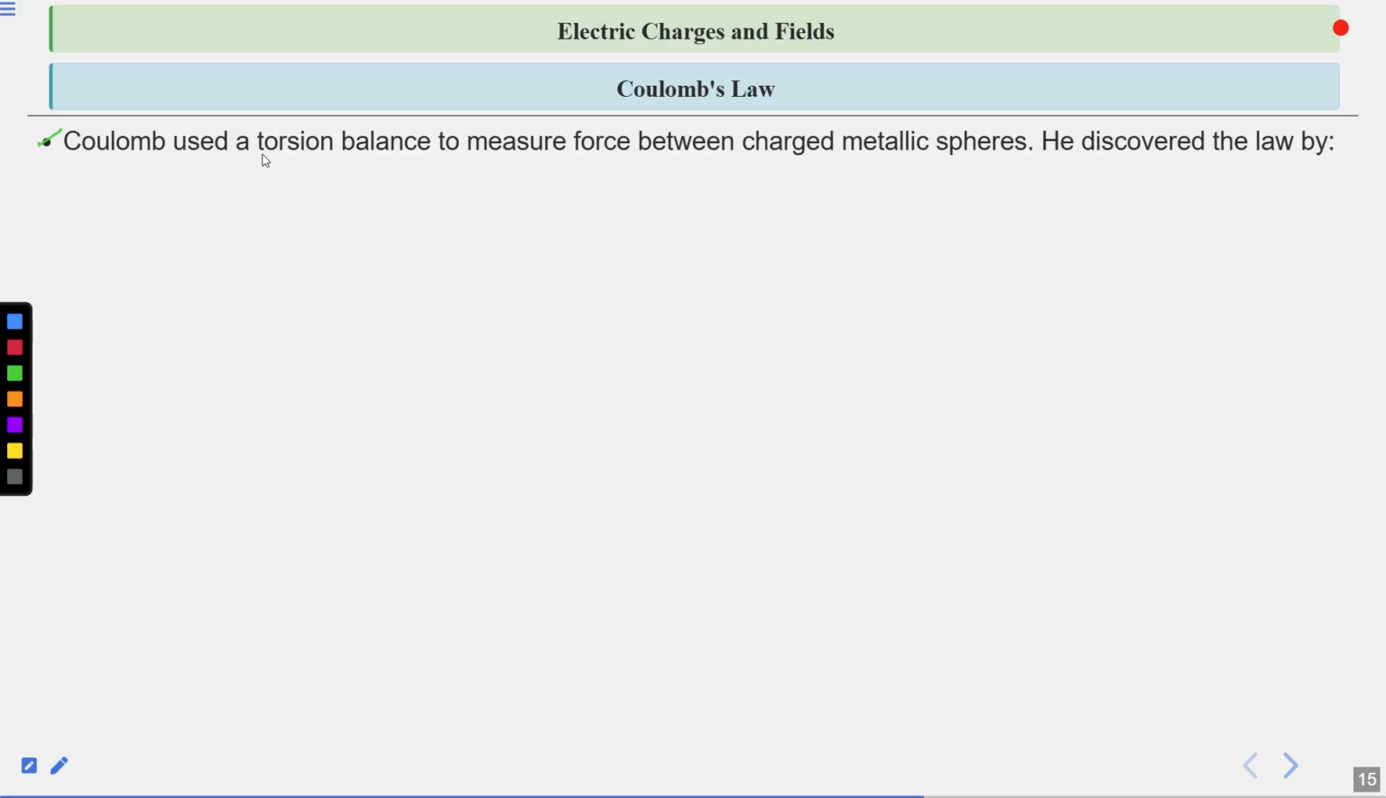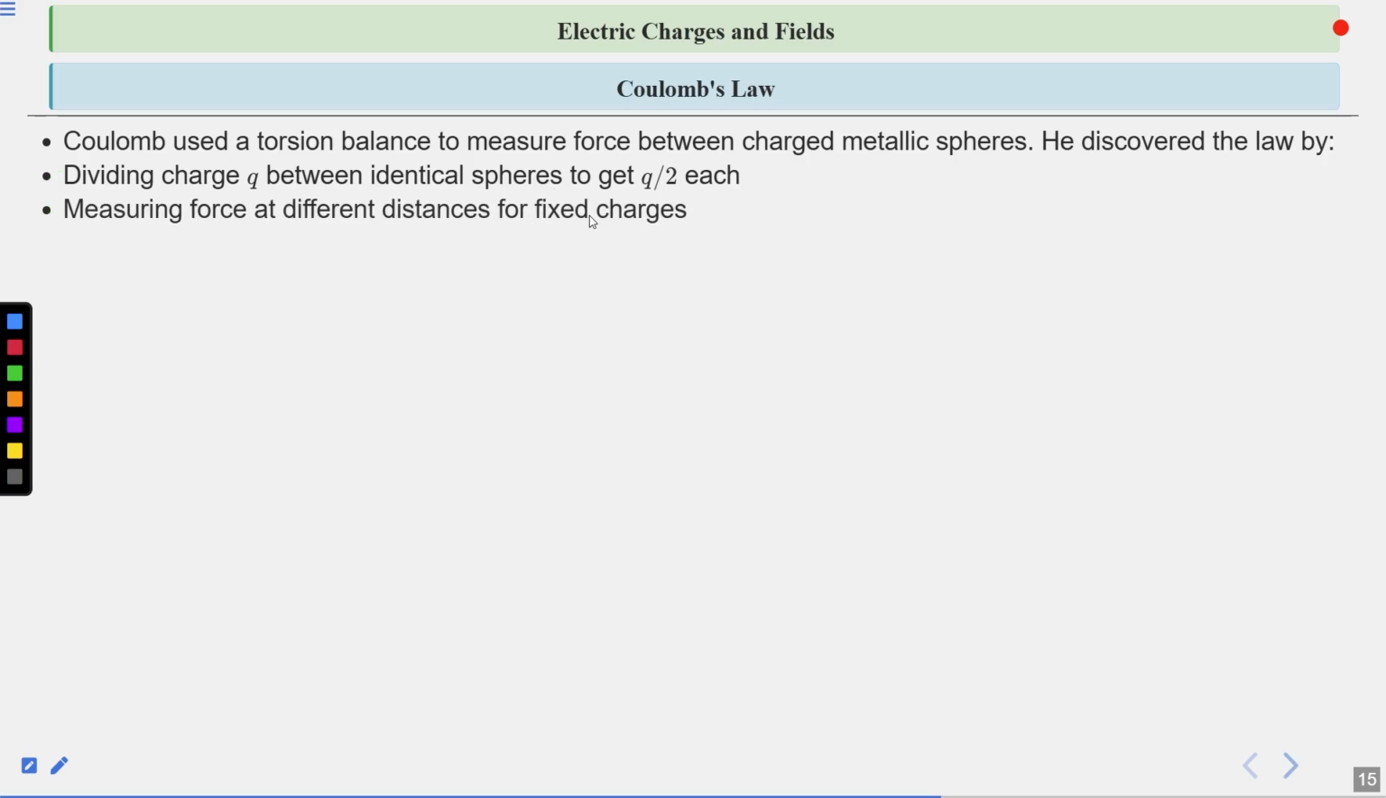Coulomb used a torsion balance to measure the force between charged metallic spheres. He discovered the law by dividing charge q between identical spheres to get q by 2 each, measuring force at different distances for fixed charges, and comparing forces for different charge pairs at various distances.